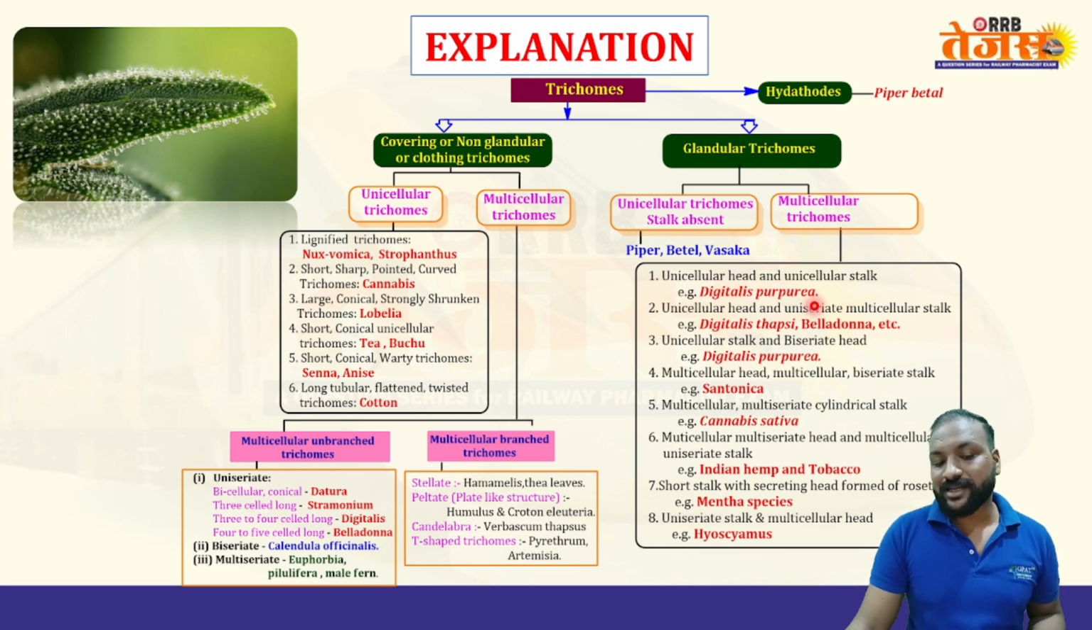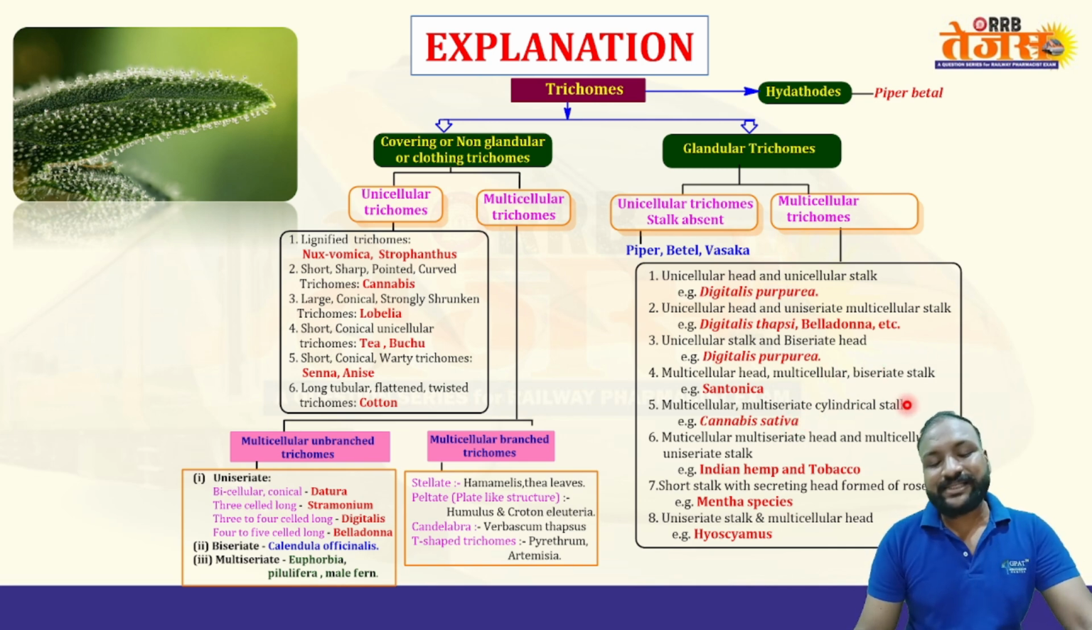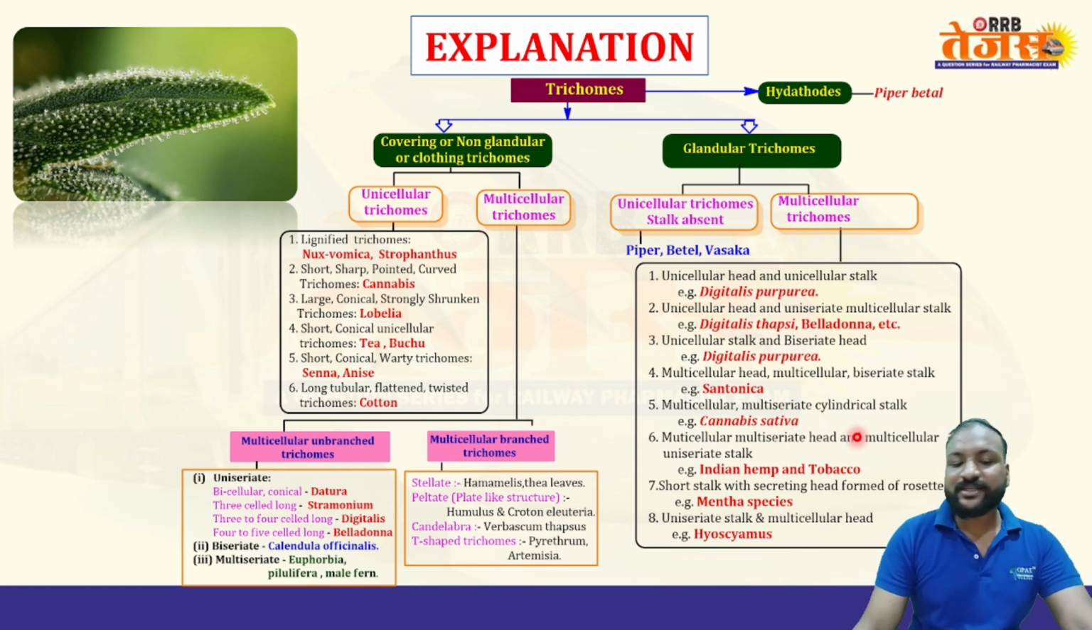In the multicellular trichomes, we again have a lot of examples. Unicellular head and unicellular stalk is Digitalis purpurea. Unicellular head and uniseriate multicellular stalk is Digitalis, and, sorry, belladonna. Unicellular stalk and biseriate head is Digitalis purpurea. Multicellular head and multicellular biseriate stalk is santonica. Multicellular and multiseriate cylindrical stalk is Cannabis sativa. Multicellular multiseriate head and multicellular uniseriate stalk is Indian hemp and tobacco. Short stalk with secreting head in the form of a rosette is Mentha species.